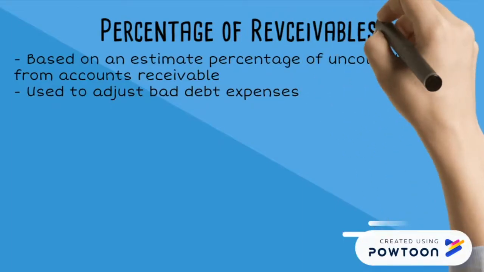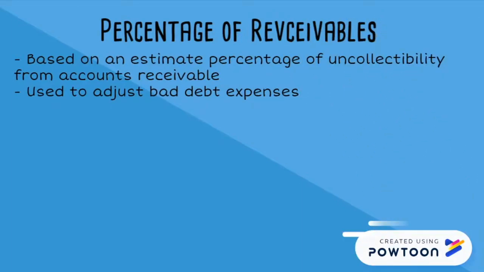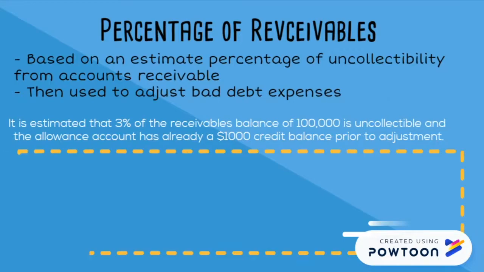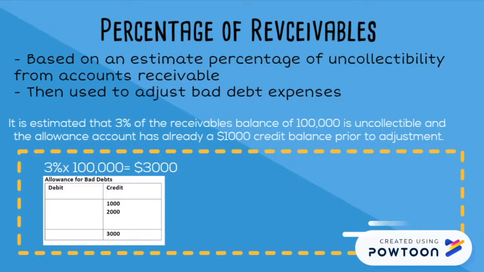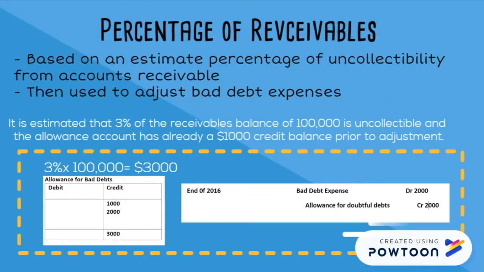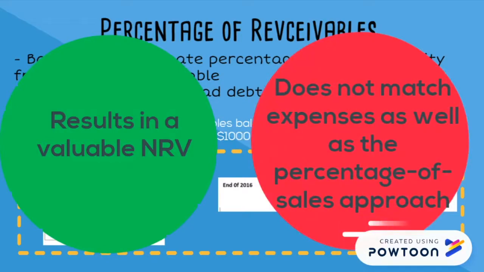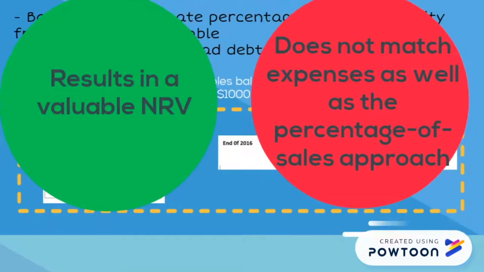Whereas in the percentage of receivables approach, a company determines its bad debt allowance by estimating a certain percentage of uncollectability from the accounts receivable account, which is then used to adjust bad debt allowance for the certain period. For example, it is estimated that 3% of receivables of $100,000 is uncollectible, and the allowance already has a $1,000 credit. The estimate is first calculated to be $3,000, which will be used as a total for the allowance for bad debts. From there, an adjustment value of $2,000 is calculated, which is then journalized. This results in very meaningful net realizable values, but does not match expenses as well as the percentage of sales, as current expenses are affected by prior years.